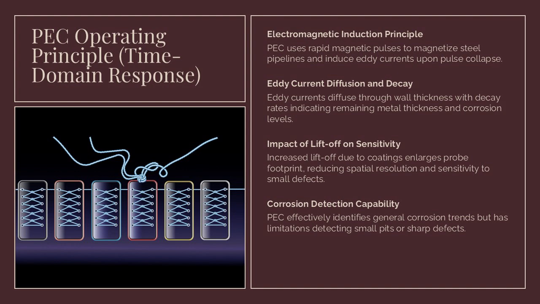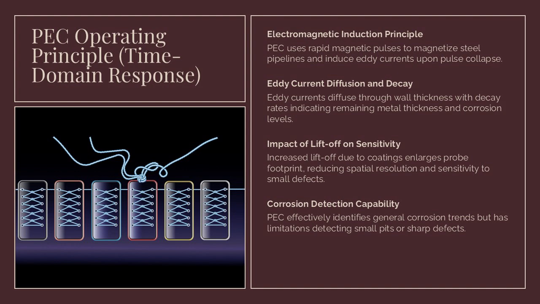When the probe transmits a rapid magnetic pulse, a primary magnetic field penetrates through coatings and seawater to magnetize the steel pipeline. When the pulse is switched off, the collapse of the magnetic field induces eddy currents in the steel surface. These eddy currents initially concentrate near the surface and then diffuse through the wall thickness toward the back wall. The rate at which the induced currents decay is directly related to the remaining wall thickness and material properties.